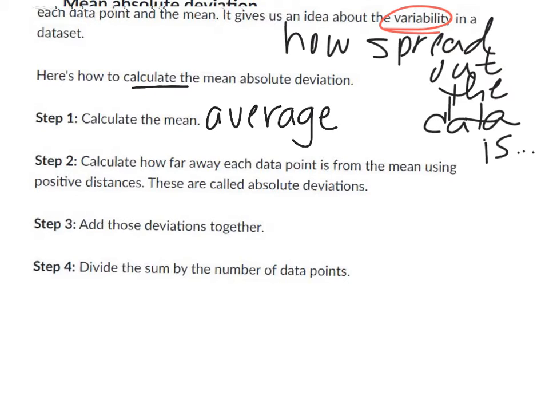Okay, now you're going to calculate step 2, calculate how far away each data point is from the mean using positive distances. That's where the absolute deviation comes in. Absolute differences, you could even say. How am I going to find the difference? I'm going to subtract. So I'm going to go and subtract the mean from each of my data points. Okay, and I just want it to be positive.